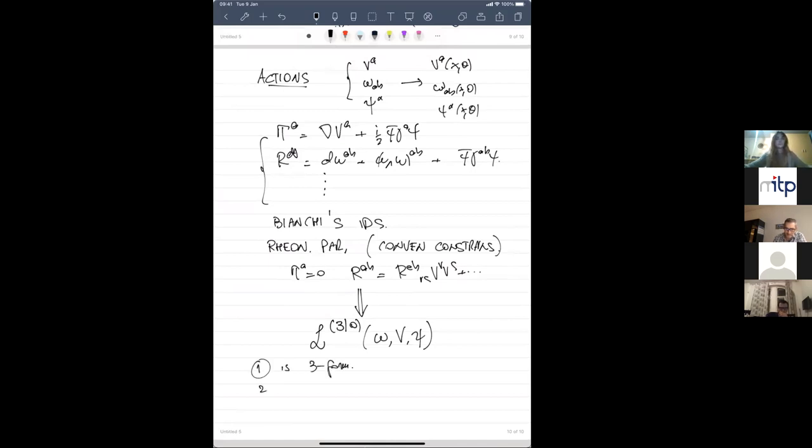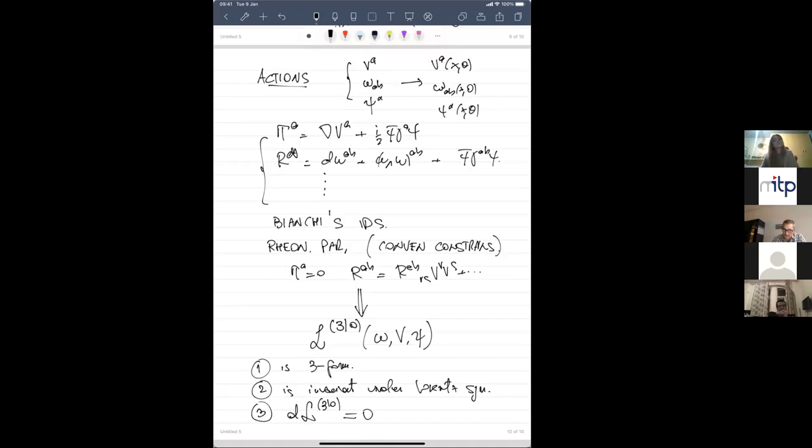Two, it is invariant under Lorentz symmetry. Three, it is closed. Let me first do it in this case. So it is closed, so dL3 is equal to zero.